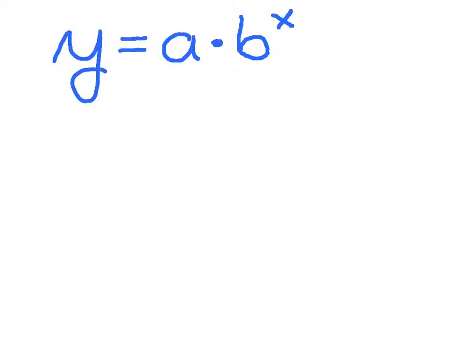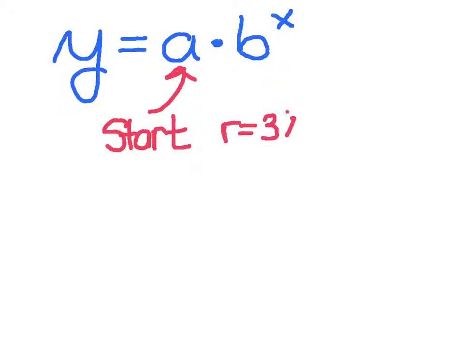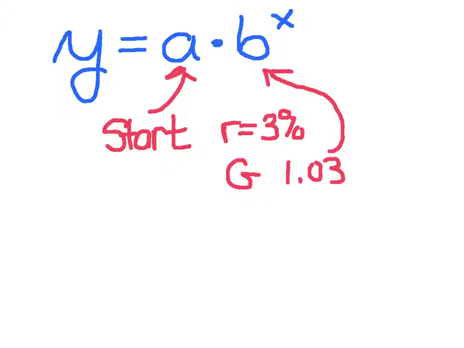This will be the very speedy pre-calc review. You use this formula for exponential growth and decay. A is how much you start with. If your rate were, let's say, 3%, if it said growth, you would put 1.03 in for B. If it said decay, you would put 0.97 in for B.